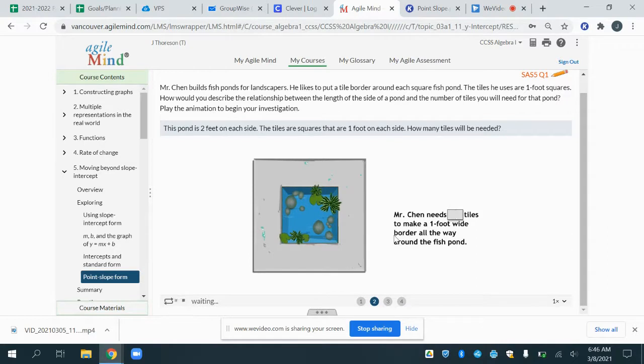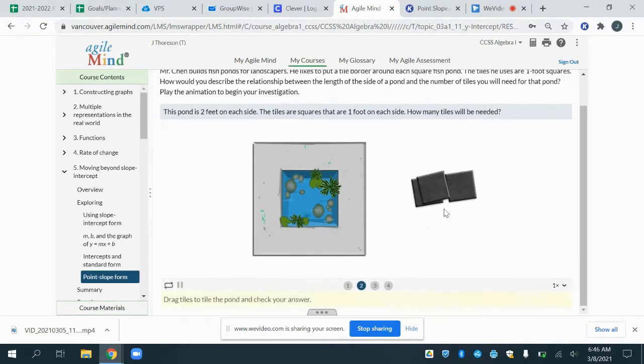He needs how many tiles to make a 1 point? Let's go with, I didn't even check. Let's see what it says. 1.